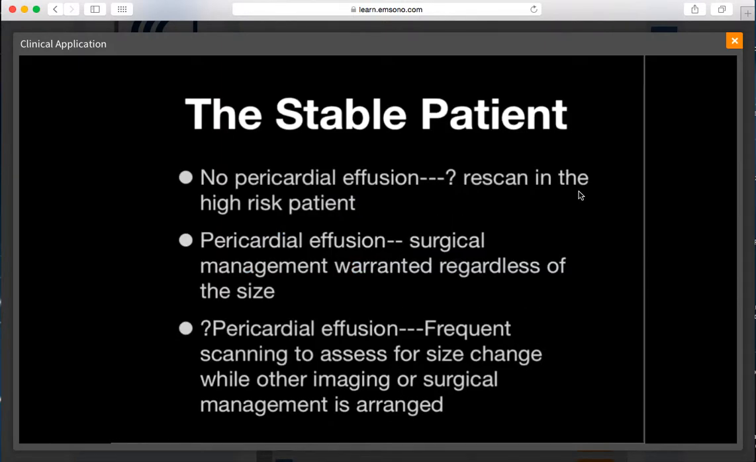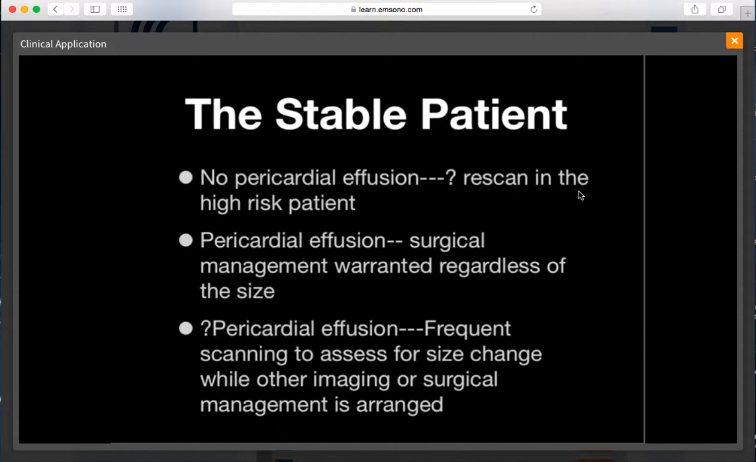Let's first take a look at the stable patient. If there's no pericardial effusion seen, then you should go and look for other pathologic conditions. However, in the patient that you feel is high risk for having a cardiac injury, although there's no evidence-based literature to support it, I would recommend performing at least one serial scan in order to verify that no delayed hemorrhage can be detected. In the patient who is stable but has a pericardial effusion, surgical management is going to be warranted regardless of the size. This is where you're really going to reduce patient morbidity and mortality.